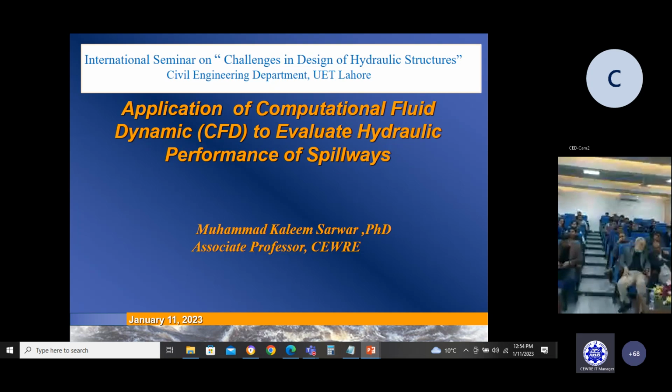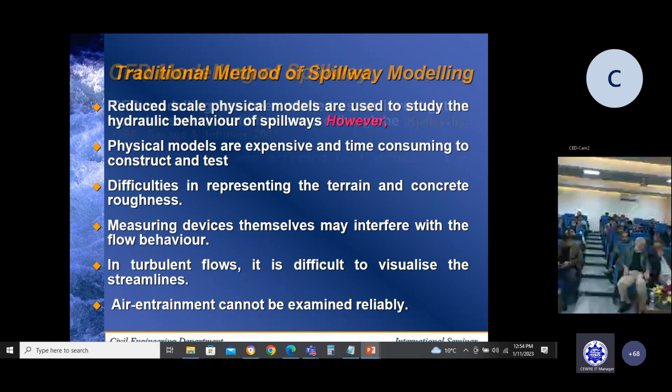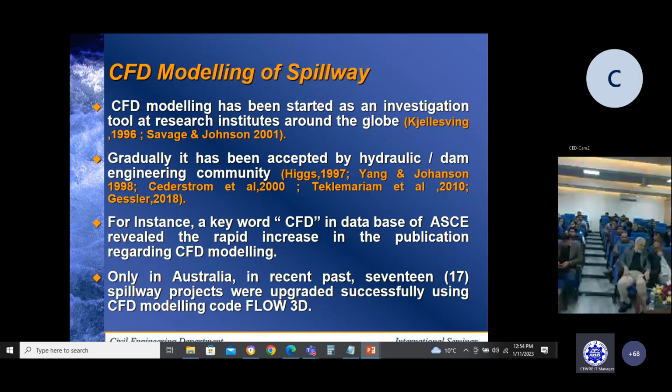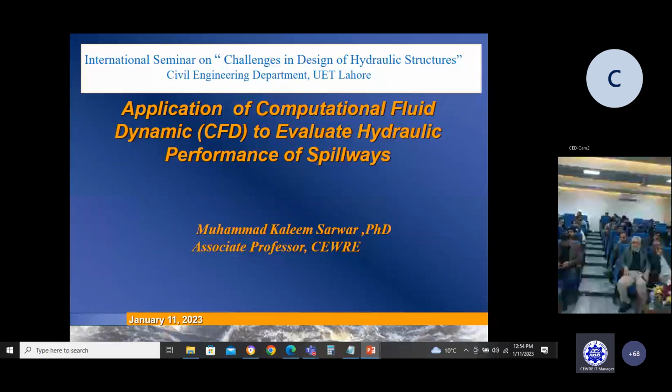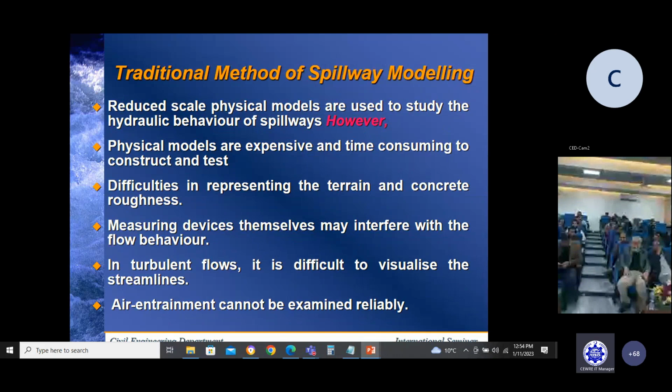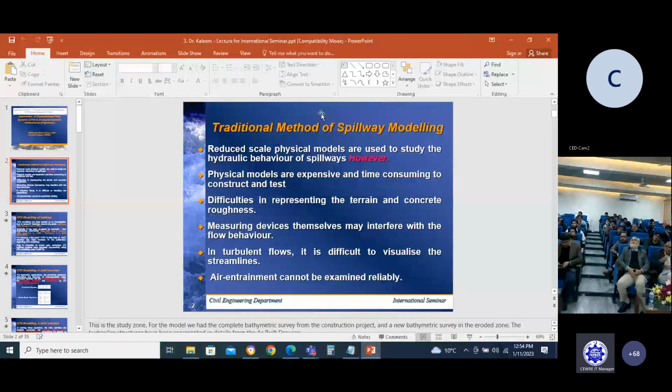So traditionally, we use the physical scale models. But there are some difficulties in physical scale models. Physical models are expensive and time consuming to construct and test, there are difficulties in representing the terrains and the concrete roughness, and the measuring devices themselves may interact with the flow and disturb the flow behavior.